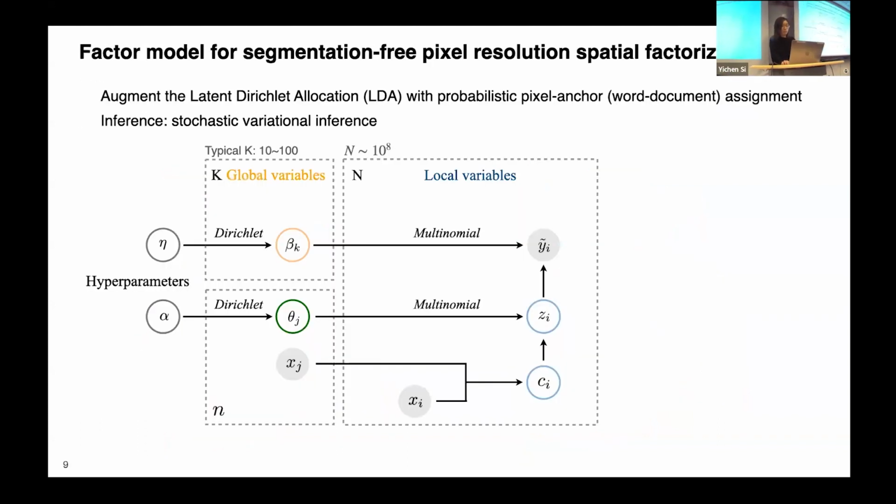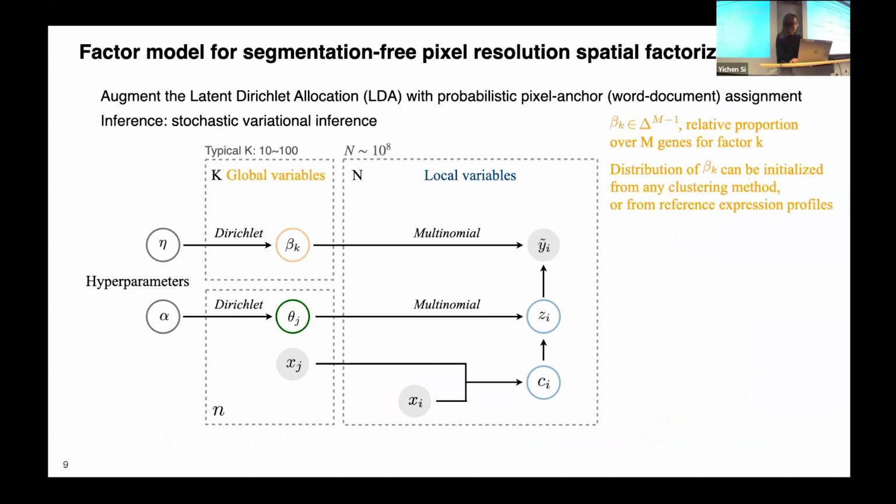So to put this intuition into a model, FICTURE is an extension of latent Dirichlet allocation. Similar to LDA, we have a global parameter over K cell types or latent factors. Each of the factors is associated with an average gene expression profile. If you have an external reference panel, you can put the cell type specific expression in as this data.